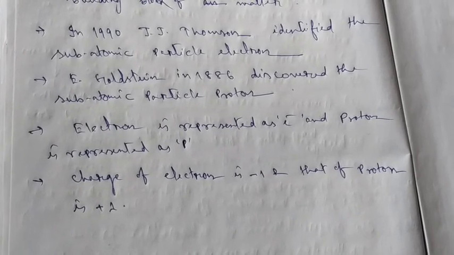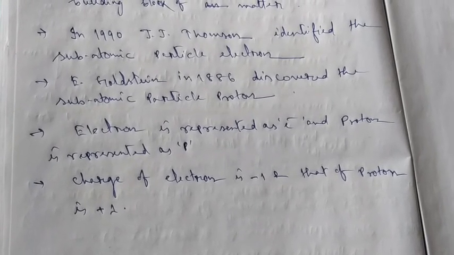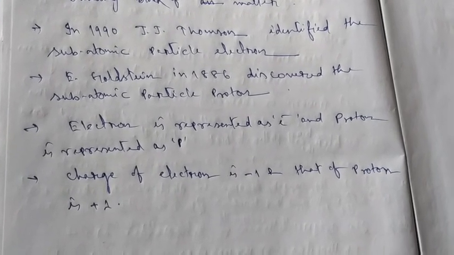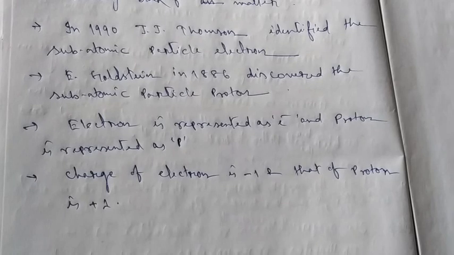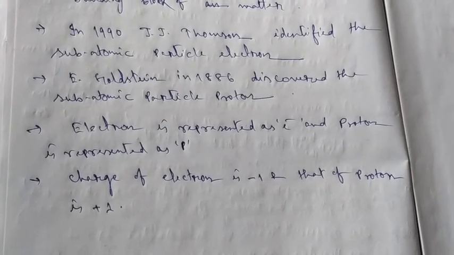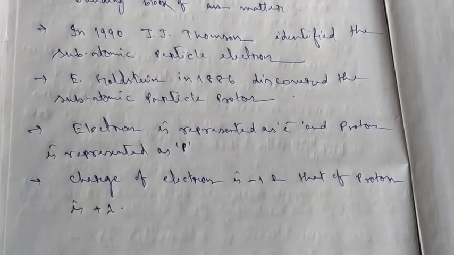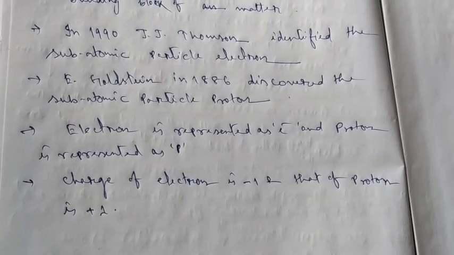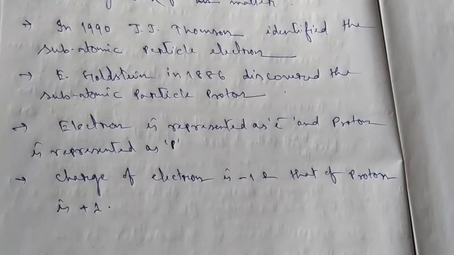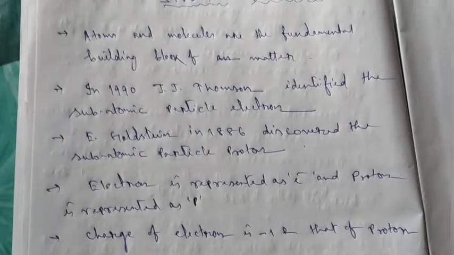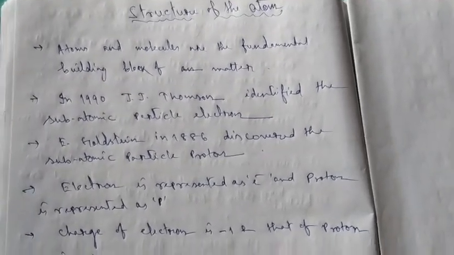So it is like that. Inside an atom, proton is present within the nucleus, and electron moves around the nucleus. That's why electron can be pulled out, but proton cannot be simply pulled out because it is present inside the nucleus. Regarding this, in the next topic we will discuss in detail. So today the introduction of this chapter is the structure of the atom.